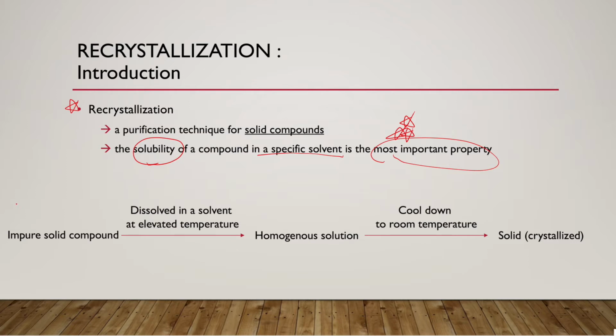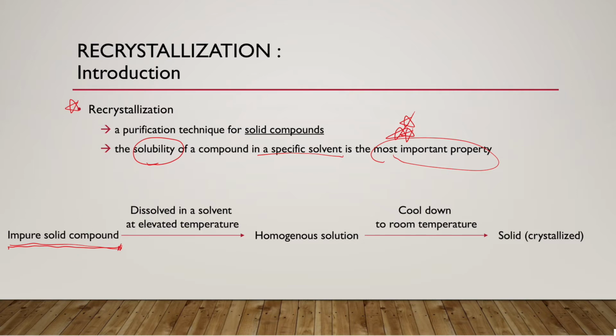So let's talk about the basic principle of recrystallization here. Let's say we have an impure solid compound and we need to purify it. Of course, there are many different ways to purify this compound. However, we're going to use recrystallization in this lab. So the first thing we have to do is to find out the solubility of this compound in a specific solvent. I'm going to talk about it soon.